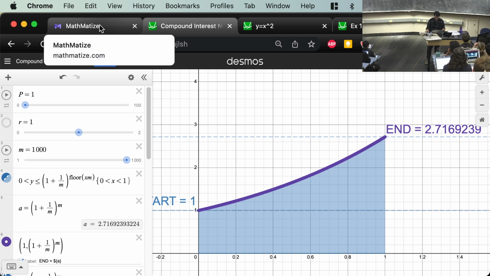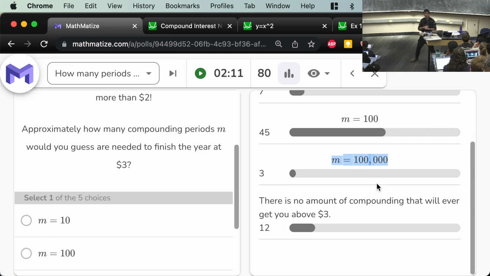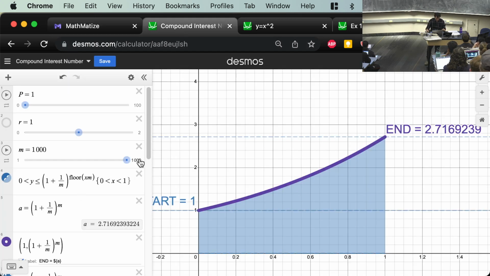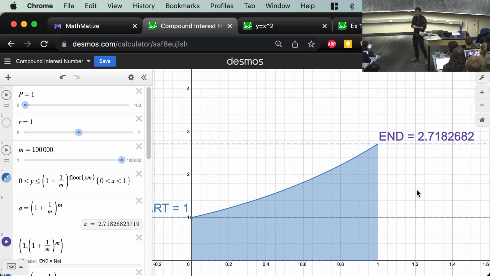OK, what was the next option? The next option was 100,000. Only 3 people picked 100,000. Let's see what happens if you go all the way up to 100,000. And there's a chance my computer will catch on fire and Desmos will crash. We'll try it. 100,000. No comma. OK, here we go. Nah. OK, so it looks like if you do 100,000, you don't get to 3. You get stuck at the stupid number 2.7182.